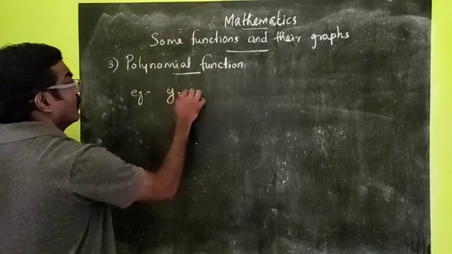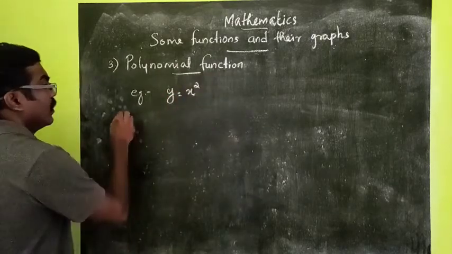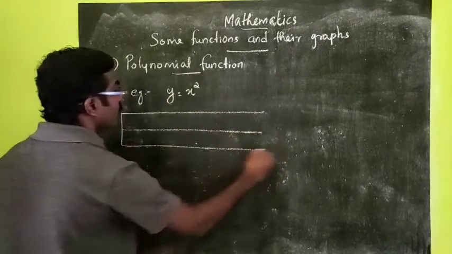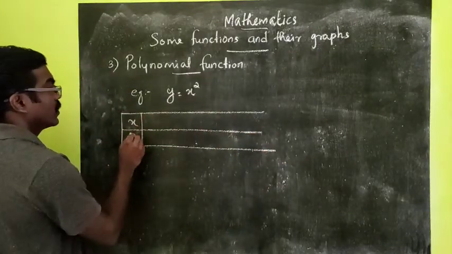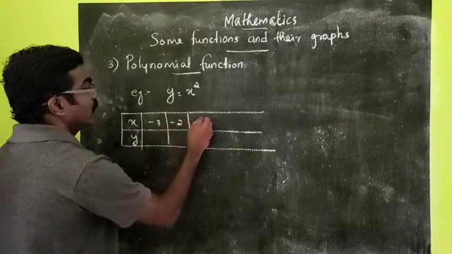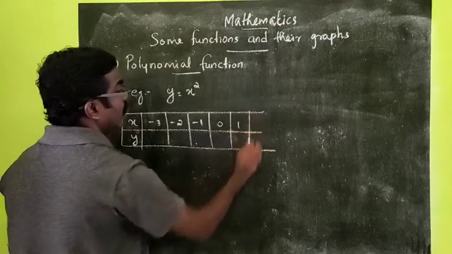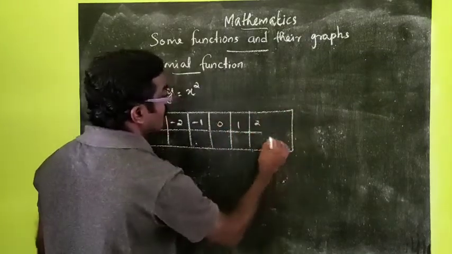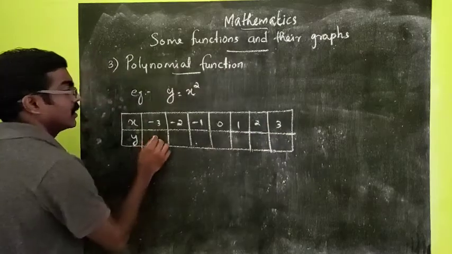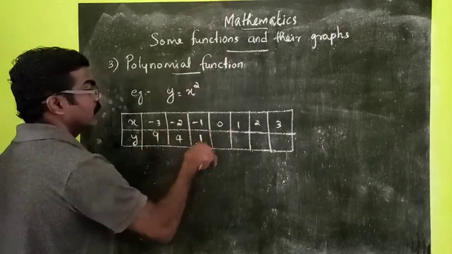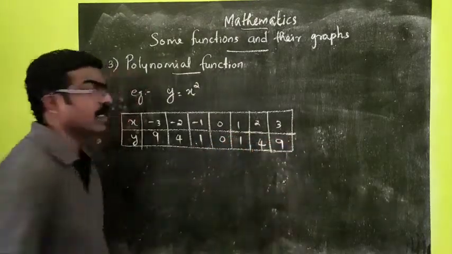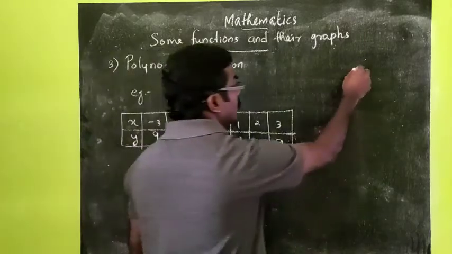y is equal to x square. Okay, you can draw the graph of this function. x, y, then -3, -2, -1, 0, 1, 2, 3. Then corresponding images are -3 square 9, -2 square 4, -1 square 1, 0 square 0, 1 square 1, 2 square 4, 3 square 9. Okay, can plot the points.